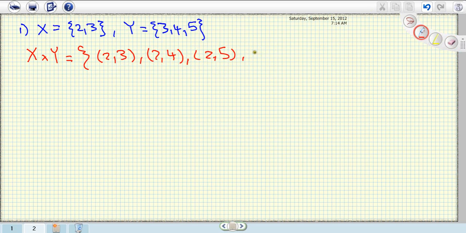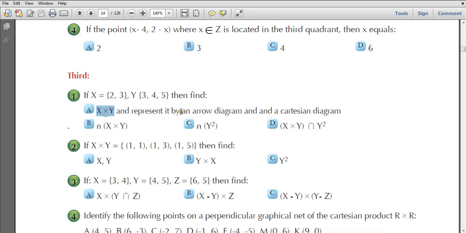Okay, another ordered pair, yes, it's 3 and 3, 3 and 4, and 3 and 5. These are the ordered pairs of the Cartesian product x and y. Okay, the question says to represent it by an arrow diagram and the Cartesian diagram.